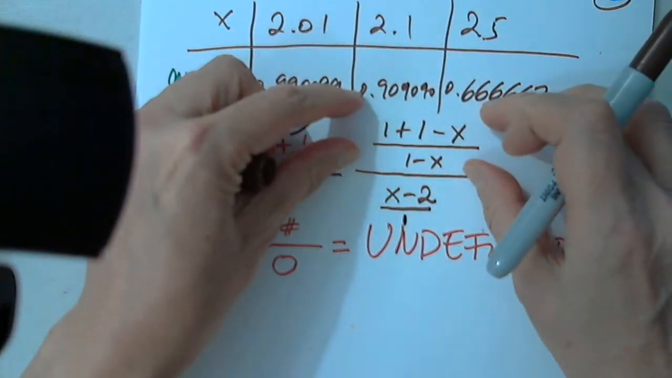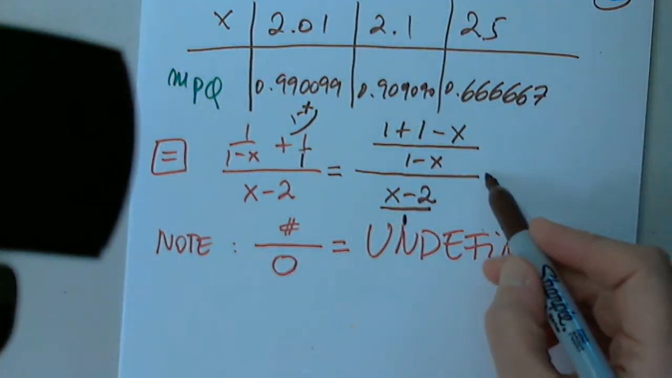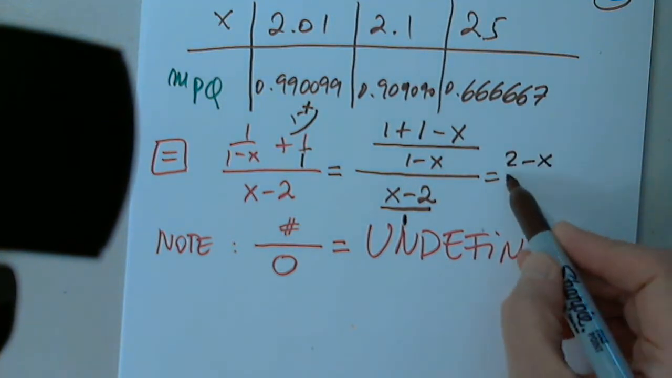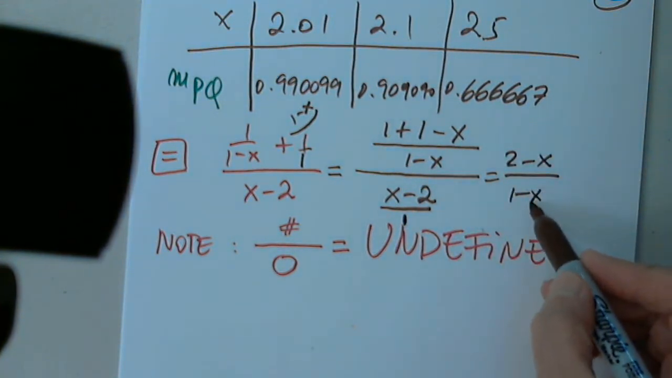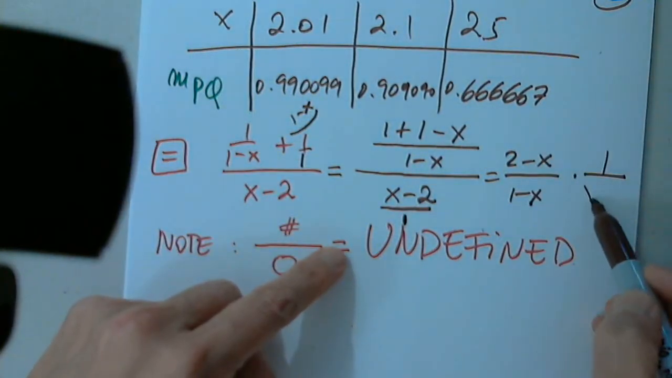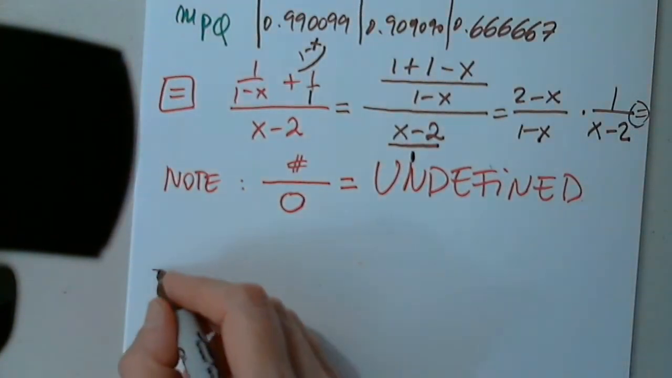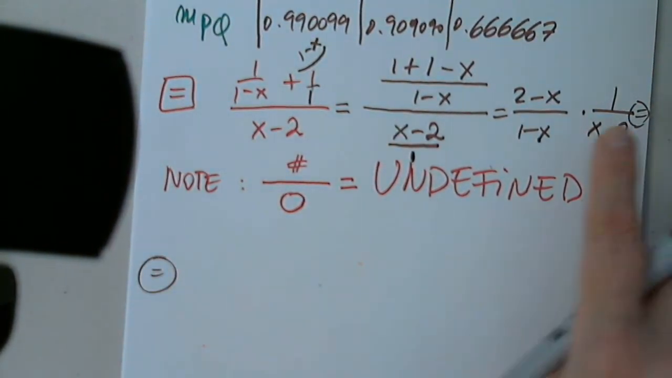I know that x minus 1 is over, x minus 2 is over 1. And when I simplify this, I copy it and I flip this one. So the top is 2 minus x over 1 minus x times 1 over x minus 2. And you know me, now I have my circle. So this circle continues here.